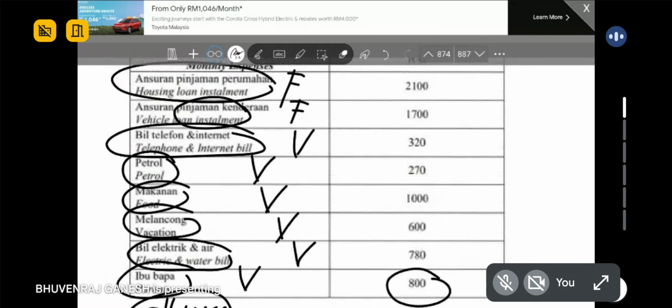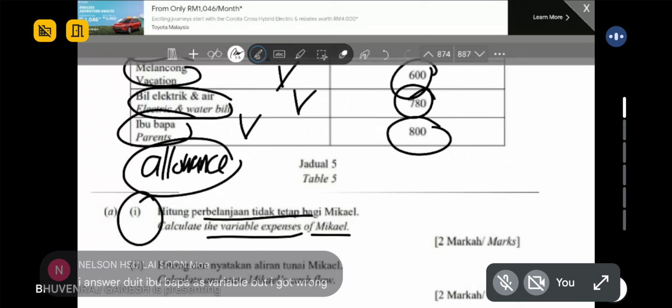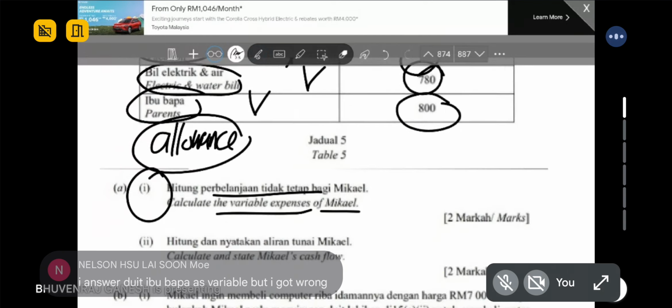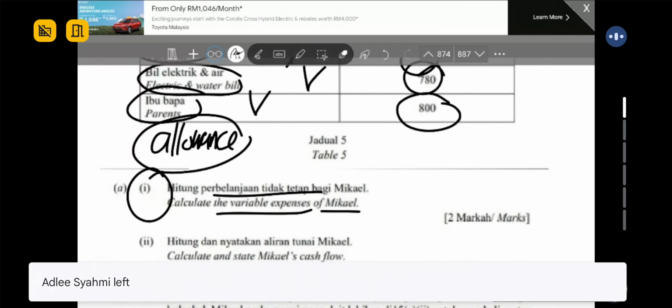So basically you just need to plus all these values lah, guys. Tambah semua nilai ni. You guys will get the answer for part 1. Itu saja. Okay? Duit ibu bapa as variable but I got wrong. Really? Are you sure?